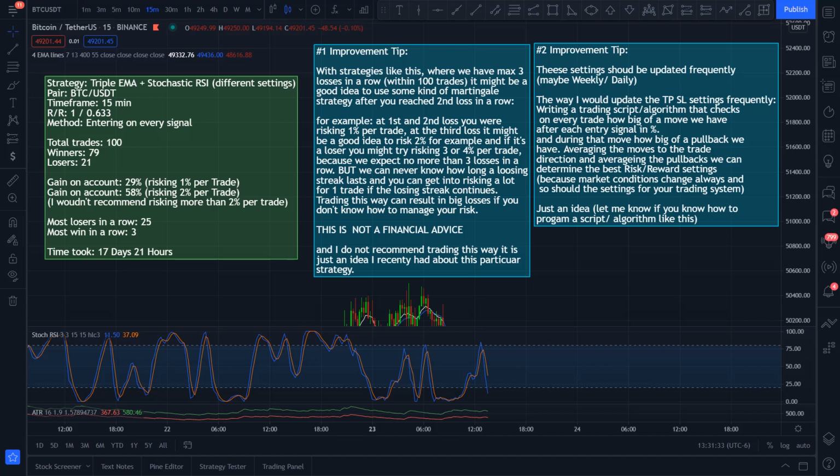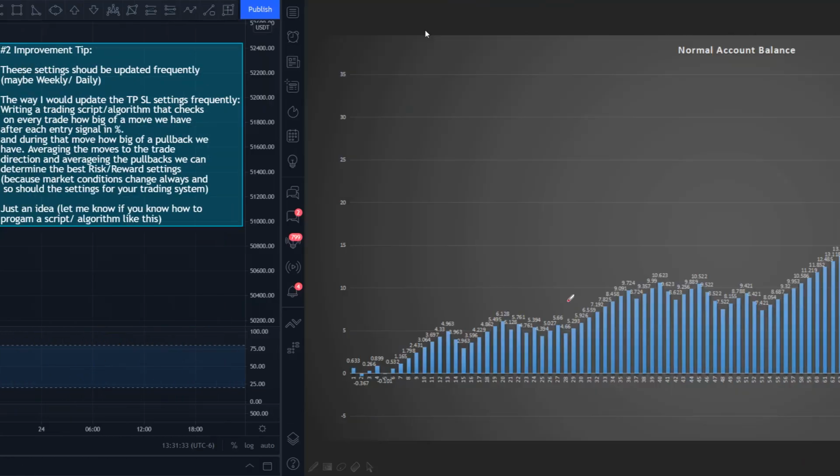You can also try to code an algorithm for the stochastic RSI and the EMAs, so it can find the best settings for both of those indicators for the current market conditions. I know it's not that easy, but your trading strategy needs to be up to date for the current market conditions to be consistently profitable. And with that said, let's move on to the strategy ranking sheet and the equity curve.